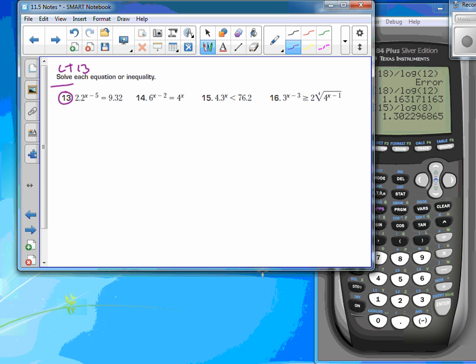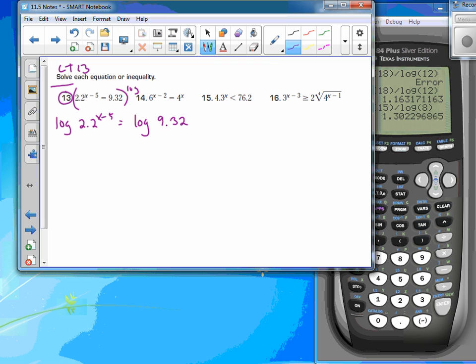By using logarithms, I can use logarithmic properties, and I can get the variables out of the exponent. That's the whole goal. I can't solve an equation with the variables in the exponent. So I'm going to take the log of both sides. So that gives me log of 2.2 to the x minus 5 power equals log of 9.32. All right.